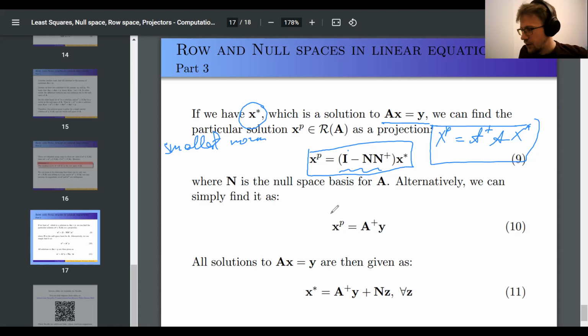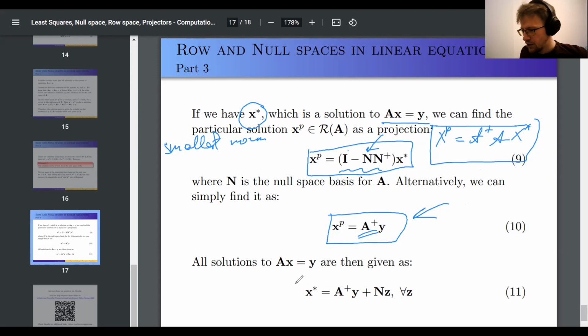Alternatively, we can find it simply as that. And we came all the way back to our least squares. So if this is not too expensive, we can just do that. If it is expensive, we can do that. Depends. But now you have two ways to find your smallest norm solution.